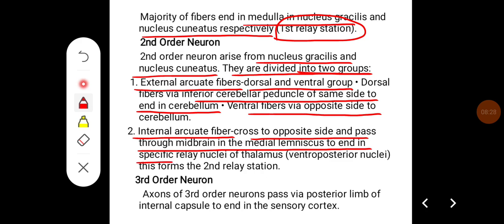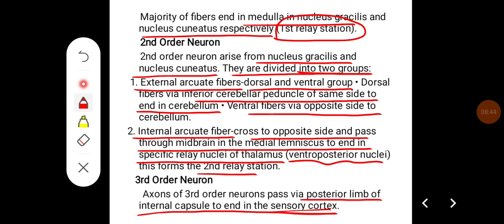to end in the specific relay nuclei of the thalamus, that is the ventroposterior nuclei. So this forms the second relay station. The third order neurons pass via the posterior limb of the internal capsule to end in the sensory cortex.